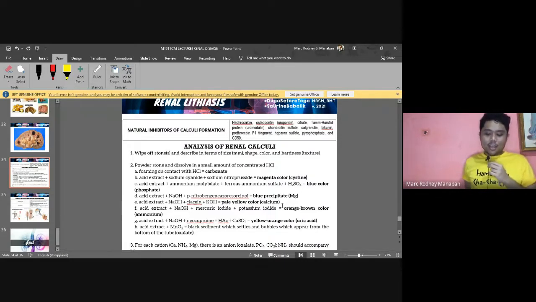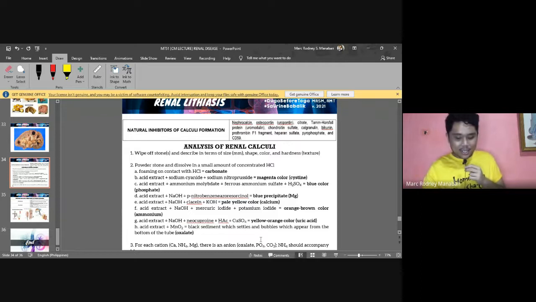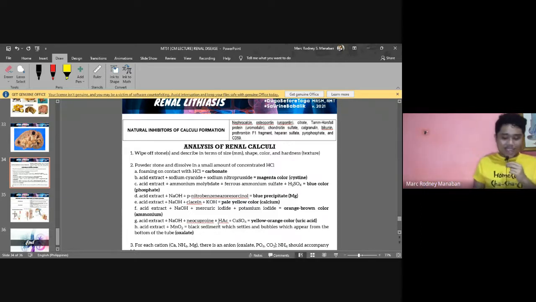If acid extract plus NaOH plus clayton yellow and KOH gives a pale yellow color, that is caused by calcium. Acid extract plus NaOH plus mercuric iodide plus potassium iodide, if there's an orange-brown color, then the composition is ammonium. Acid extract plus NaOH plus cuproin plus acetic acid, HAC, plus copper sulfate, if there's a yellow-orange color, the composition is uric acid. And acid extract plus manganese oxide, if a black sediment settles and bubbles appear from the bottom of the tube, then the composition is oxalate.